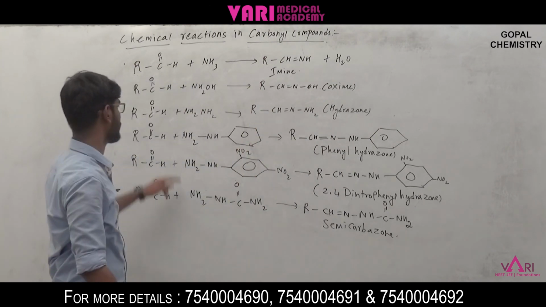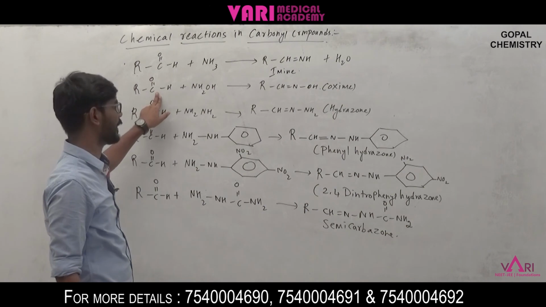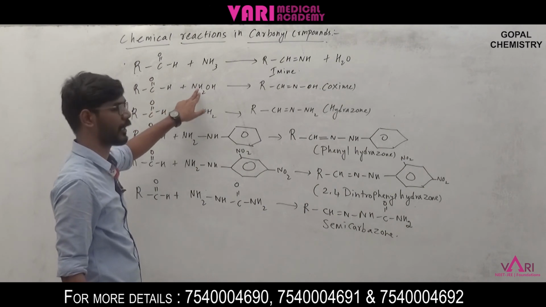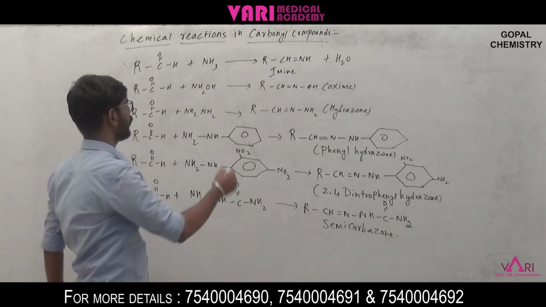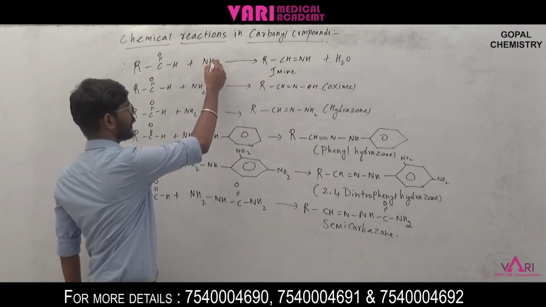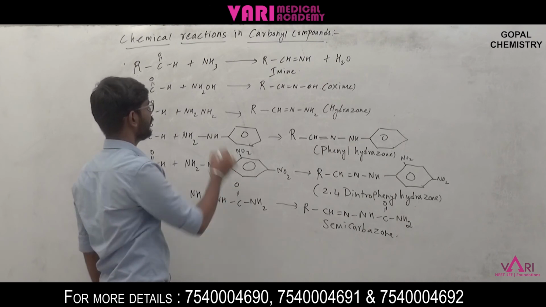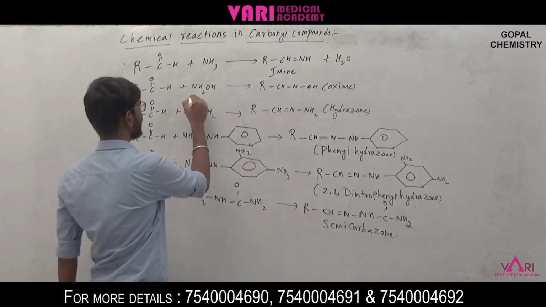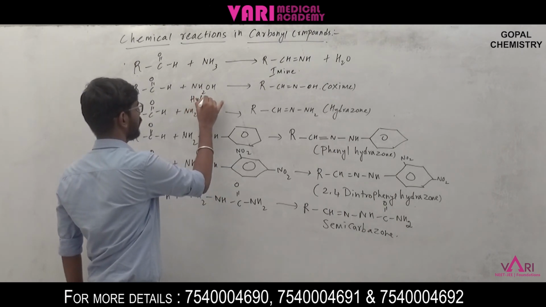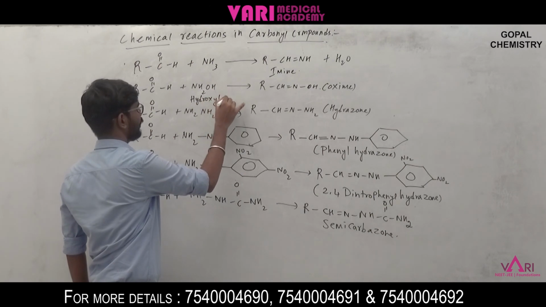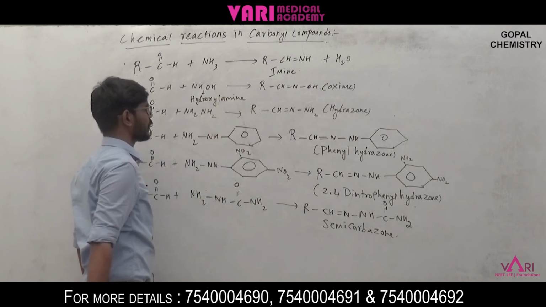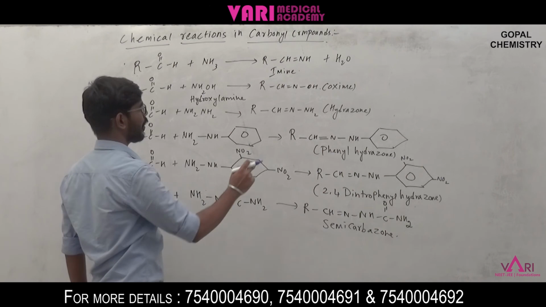The next one is carbonyl compounds reacting with hydroxylamine. How do we obtain hydroxylamine? See, there are 3 hydrogens in ammonia. Here one hydrogen is changed to an OH group. So we get hydroxylamine. This hydroxylamine will give oximes.